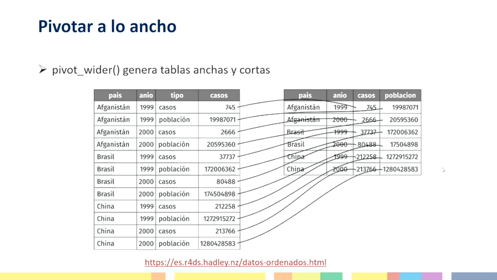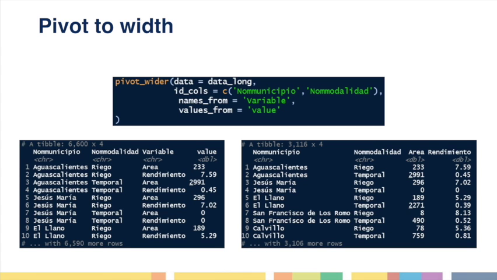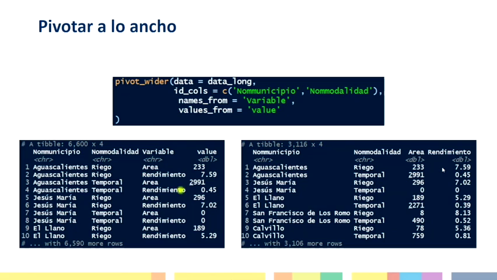For example, when I have cases in a population in each one of the columns, it's going to facilitate the analysis process. And also, we have the example with our data. I have long data here, the ones that I showed before, but this time I have a variable like area and yield. Both of them are here as variables, and these are my values.